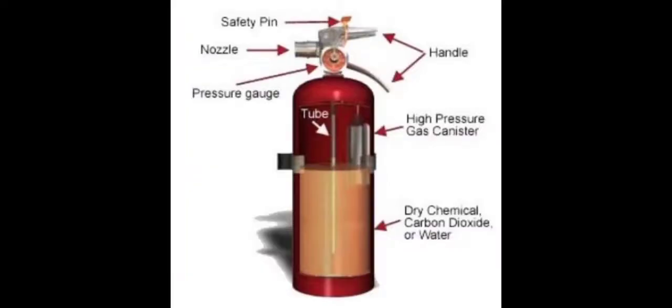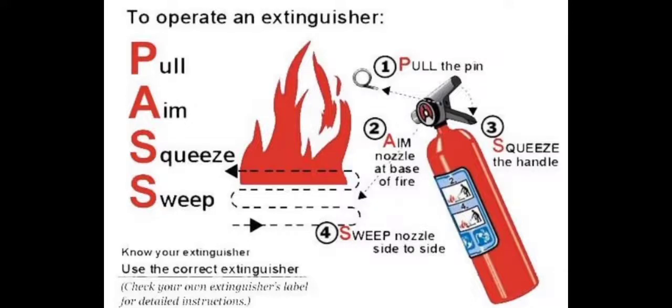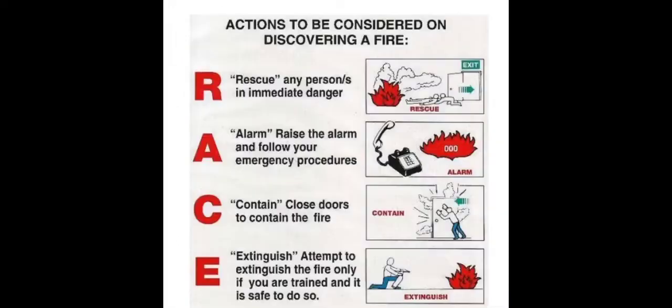A fire extinguisher consists of a safety pin, nozzle, pressure gauge, handle, high pressure gas canister, and a dry chemical, carbon dioxide, or water tube. Past method of fighting fire: to operate an extinguisher, we use the acronym PASS. P for pull the pin, A for aim the nozzle at the base of the fire, S for squeeze the handle, and lastly S for sweep the nozzle from side to side.